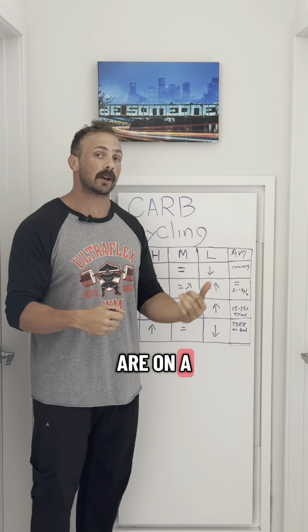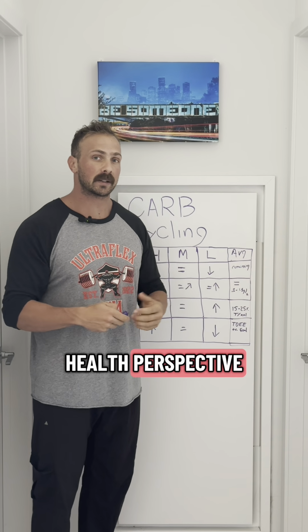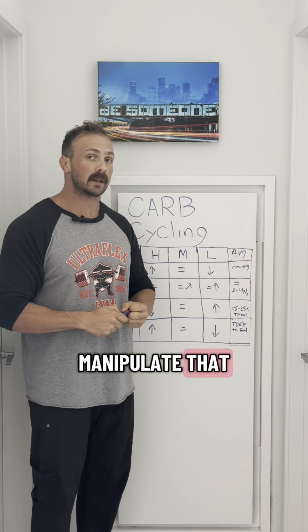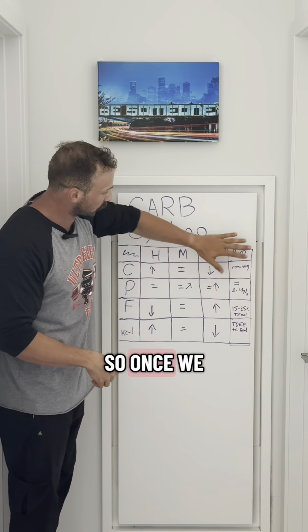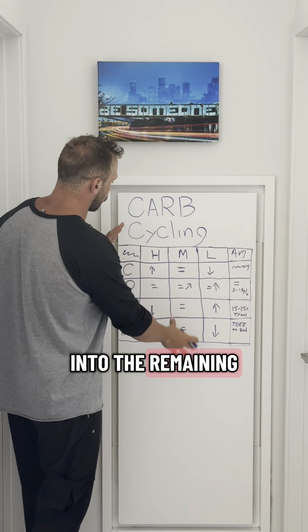Even though we are on a carb cycling diet, from a health perspective carbs are the least important of the 3 macronutrients, but our whole point is to manipulate that so we can see results for gym performance. Starting out here, once we figure out what our calories should be across the board, then we get to break down into the remaining.